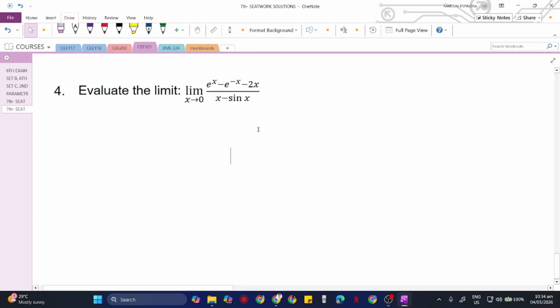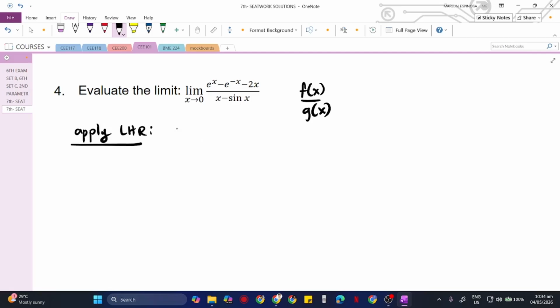So, anong form nito, class? Among the three. Anong form to? Okay, this is the first form, no? Meron na tayong f of x over g of x. Kapag ganyan, we can now proceed to applying the L'Hopital's rule. Kasi kapag i-substitute natin yung x approaches to 0, this one is e raised to the power of 0, that is 1. Tama ba? Ito, minus e raised to the power of negative 0 or 0, that is also 1. Minus 2 times 0, that is 0. So, 1 minus 1 is 0. Sa numerator, 0 na yan.